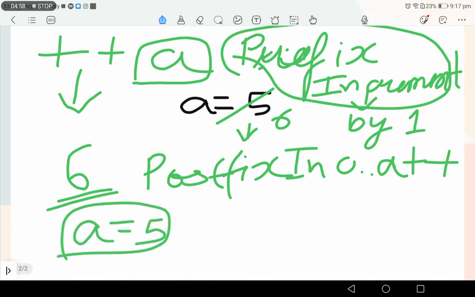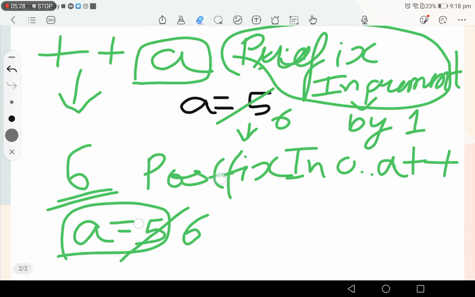So what we have to do is write the value as it is. Now after writing the value, we have to increase the value by 1, that is 6, but we don't have anything more to do with this, so we don't need to do anything else. So this is the answer here also.